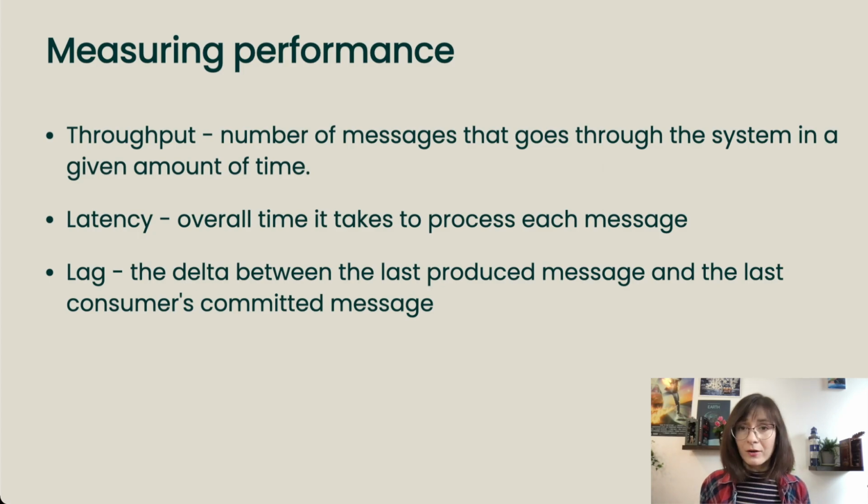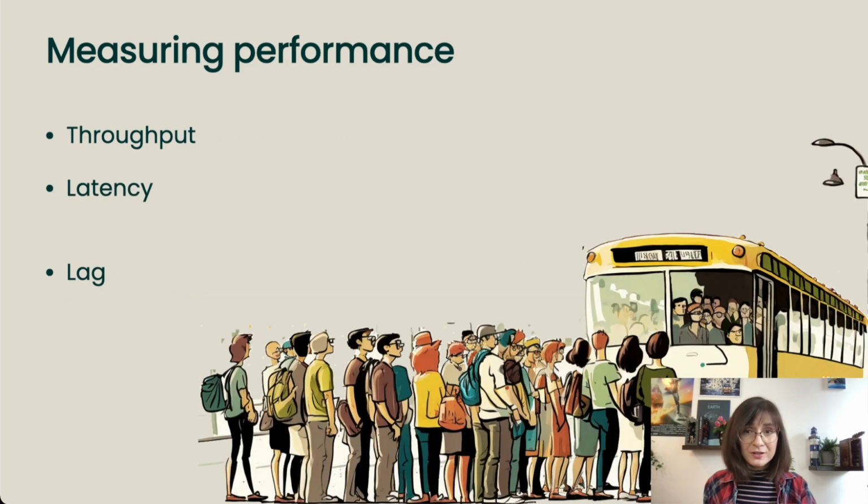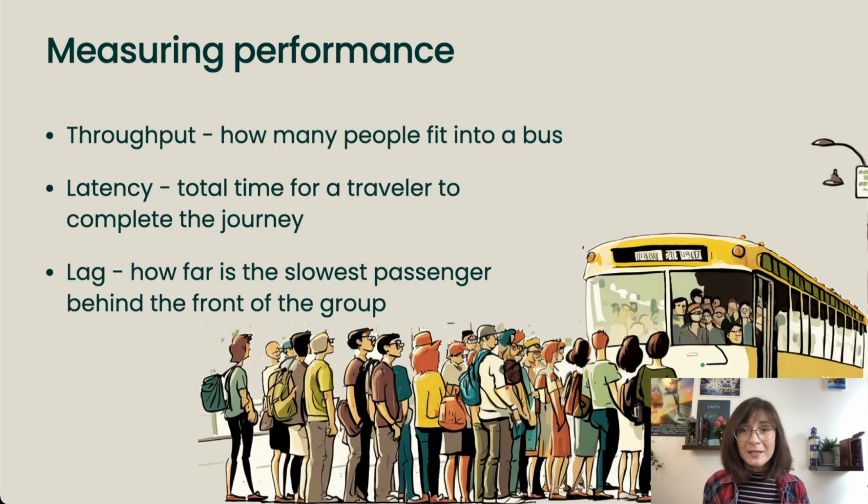And if you are confused by these metrics, we can use a bus analogy where passengers are records in the system. So throughput is how many people fit into a bus. Latency is the total time for a passenger to complete the journey, including the waiting time for the bus to depart. And the lag is how far the slowest passenger is behind the front of the group.